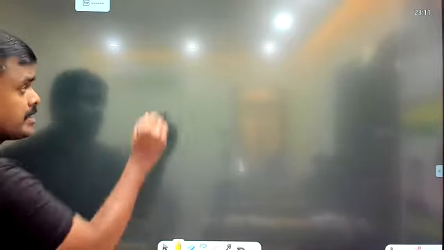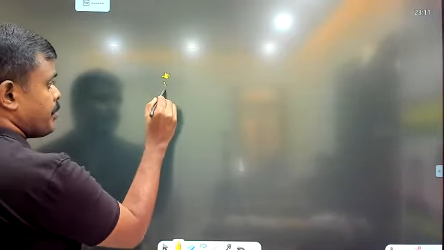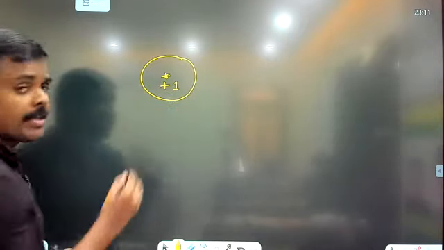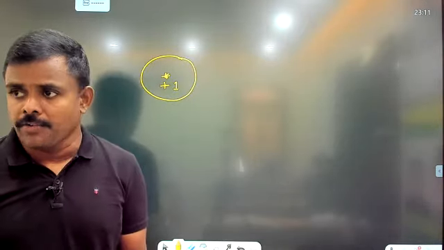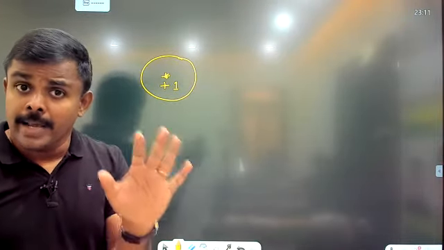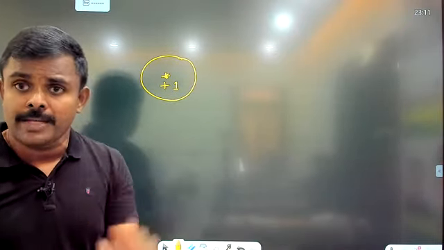Question number 1. See this. I have a charge here. This is a repeated board examination question. What is the number of lines of force coming from a +1 coulomb? Number of lines of force. Answer is 1.13 into 10 power 11. Number of lines of force coming from a +1 coulomb.